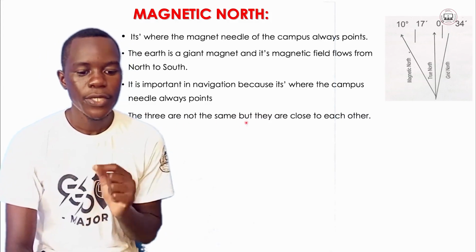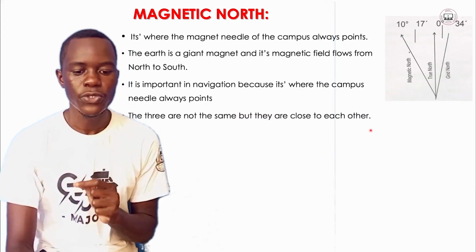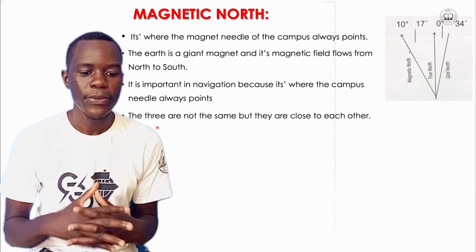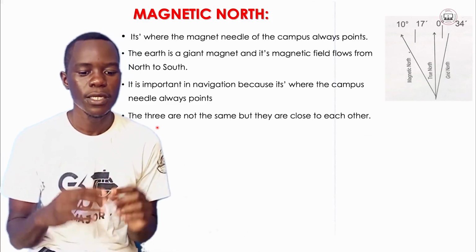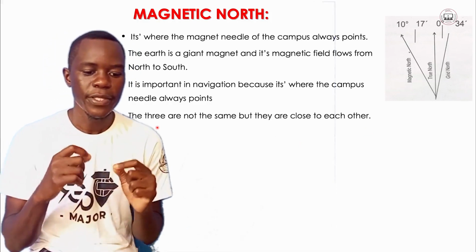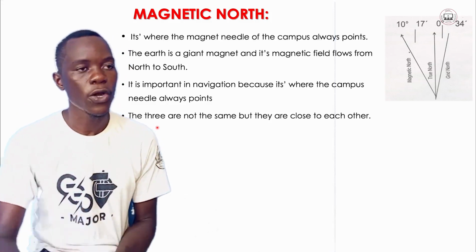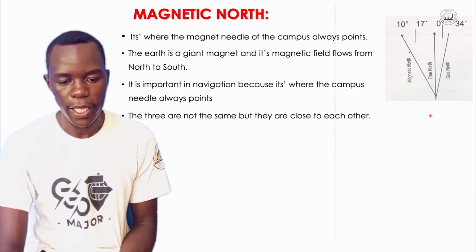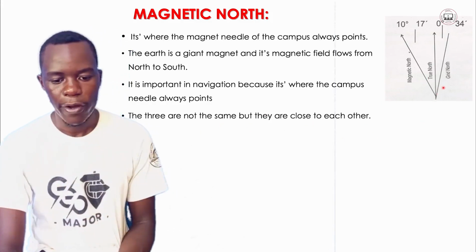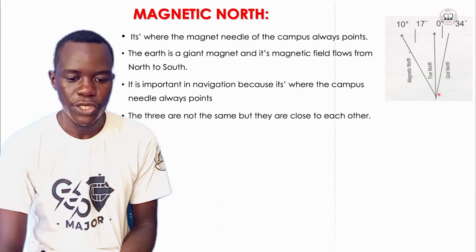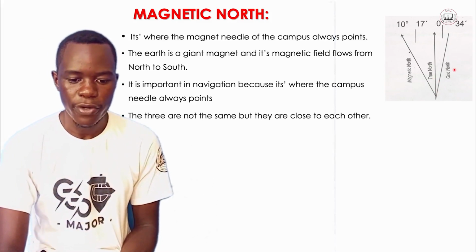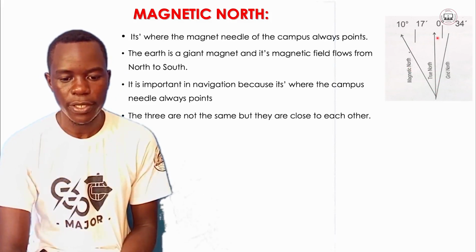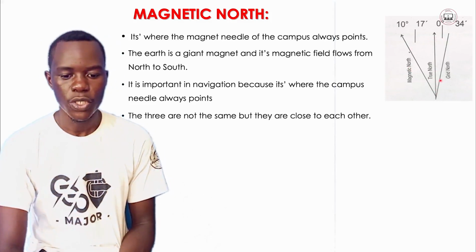The three norths which we have been discussing are not the same, but they are close to each other. Here you have the diagram which indicates the true north, the grid north, and the magnetic north, which is 10 degrees, while the true north is always at 0 degrees.